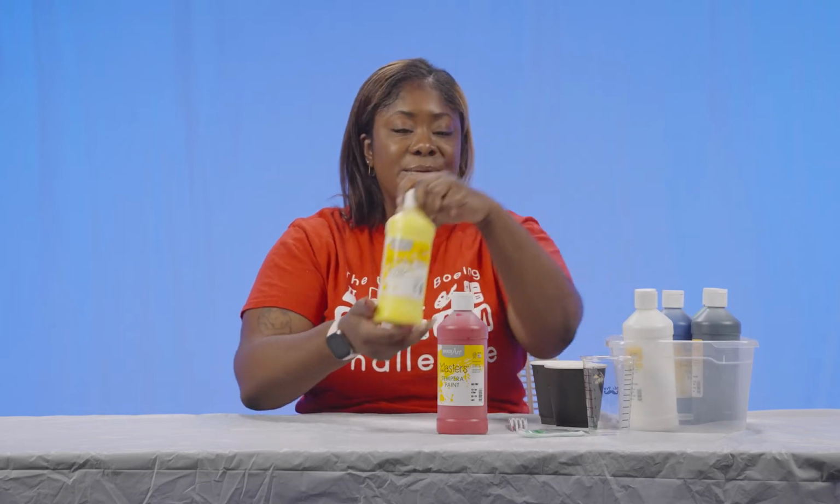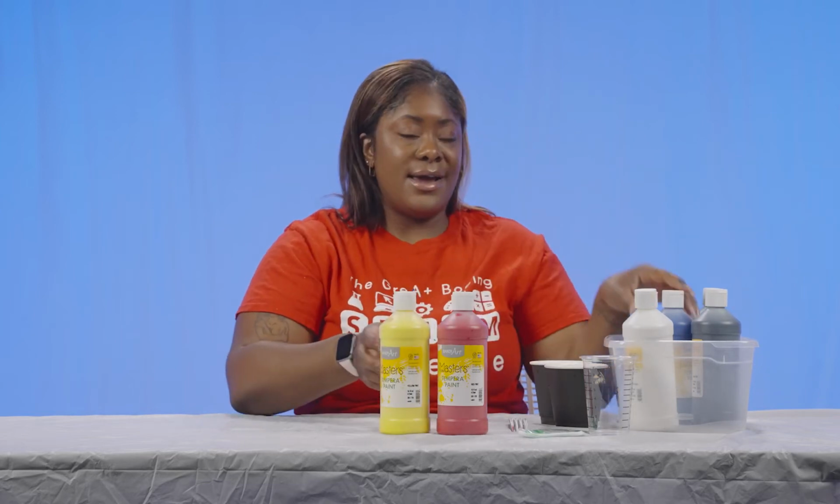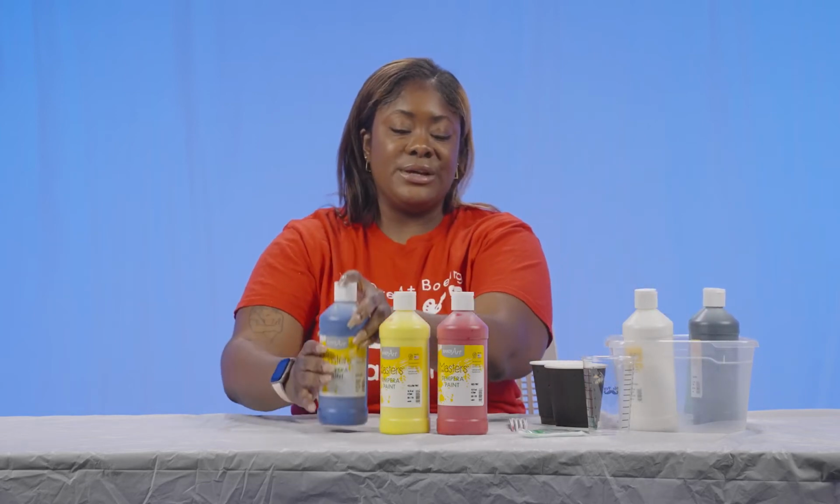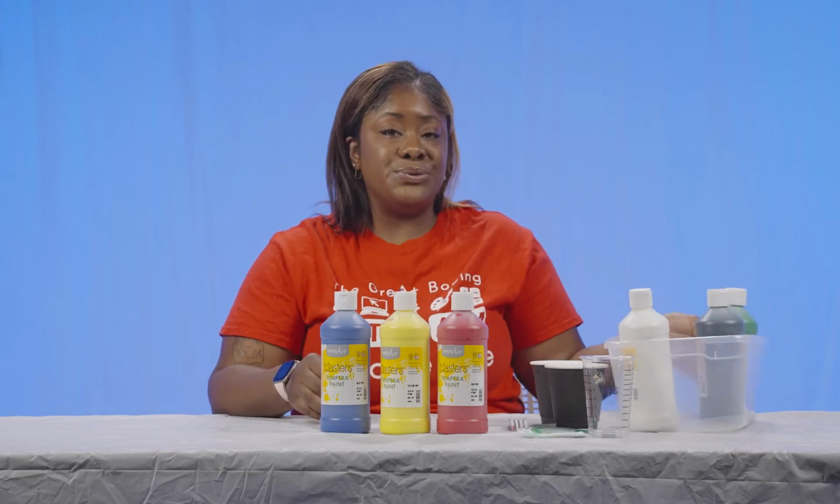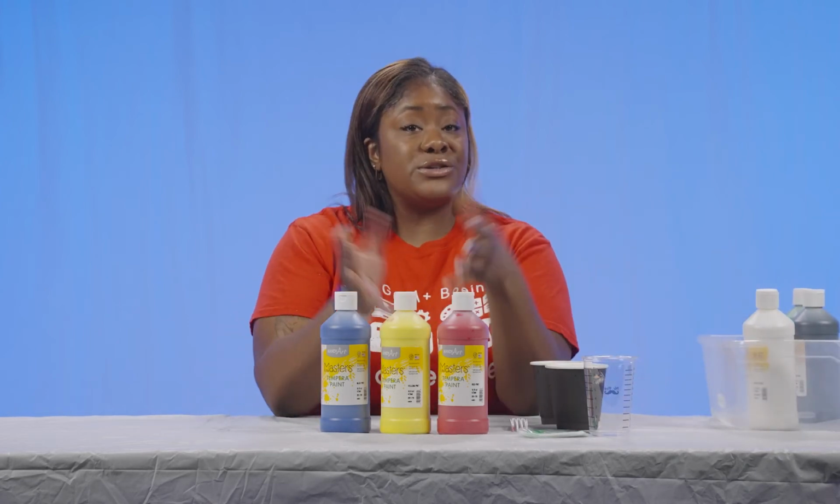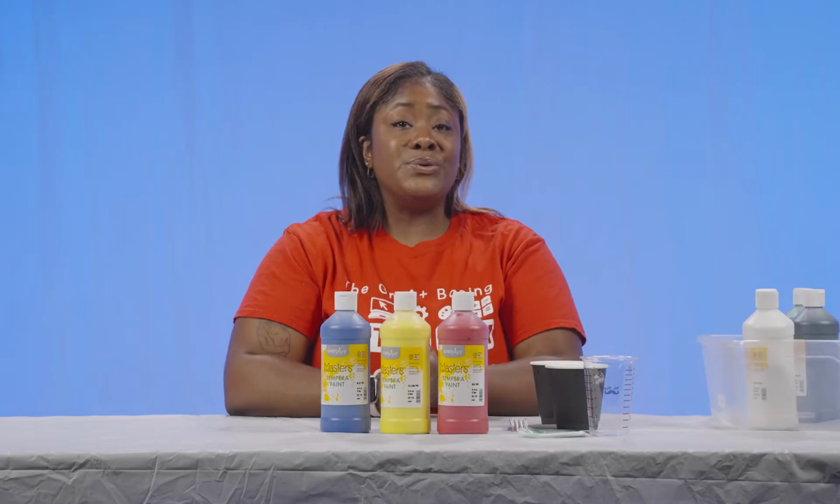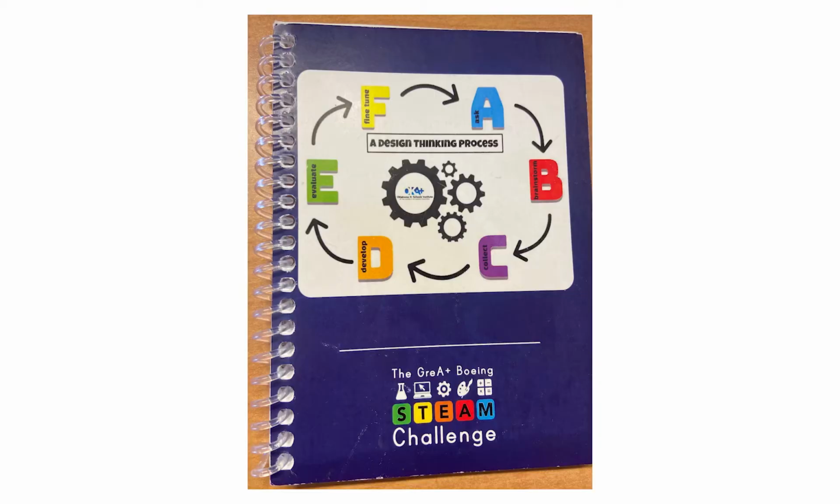So step 1, we are going to focus on primary colors for this project. Primary colors are colors that can make all other colors by mixing. The primary colors are red, yellow, and blue. So you are going to choose 2 primary colors to focus on. Step 2, write down in your design thinking process notebook what 2 colors you are going to mix.